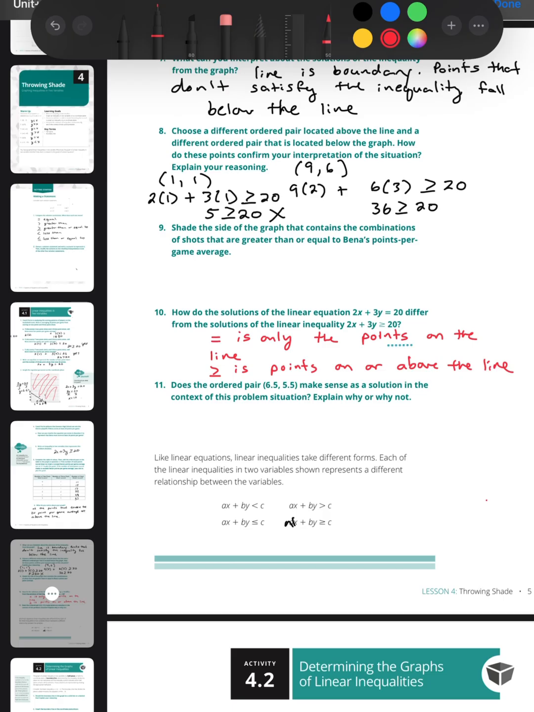Okay, 11. Does the ordered pair (6.5, 5.5) make sense as a solution in the context of the problem situation? So, two situations here. The point itself does satisfy the inequality, but in context, where x and y are related to basketball shots made, you obviously can't make 6.5 two-pointers or 5.5 three-pointers. So no, it doesn't make sense, and it's simply because you cannot make part of a shot.